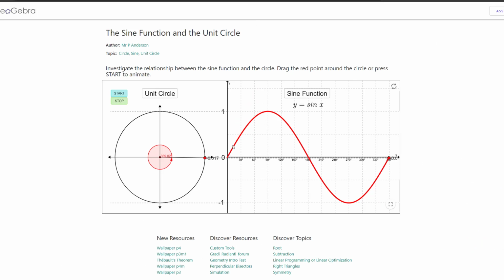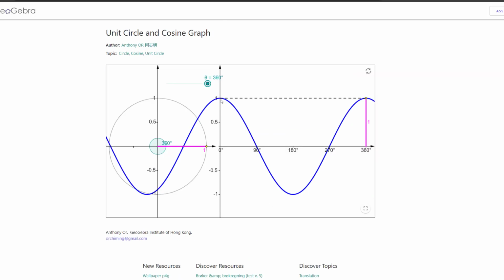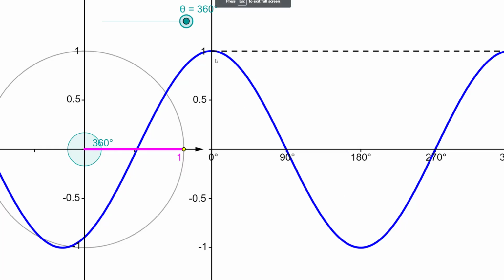The sine function starts from 0 and increases to the maximum and then decreases like this. Okay, and the cosine function, on the other hand, oppositely starts from 1 and decreases to 0 at 90 degrees, and so on.